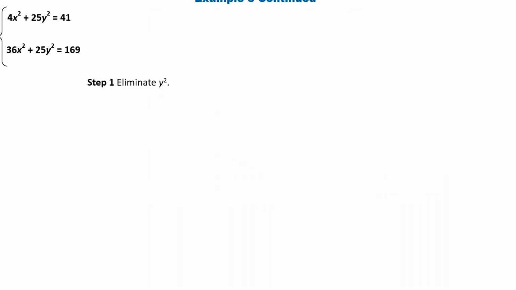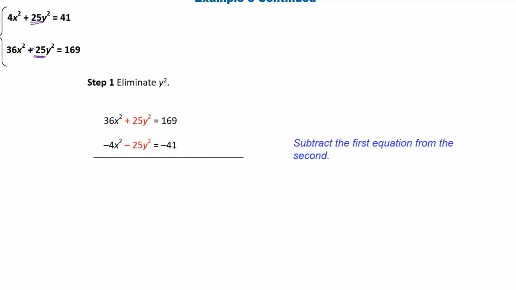All right. So now for solving this, let's just eliminate y squared because notice I have a 25y squared on both sides, so that's going to be pretty easy to eliminate. So the first thing I want to do is just go ahead and subtract the first equation from the second equation. All right, so when I do that, I'm just subtracting, so I'm going to say -36 and a -25. So 4 minus 36 is going to be, here we go, 32x squared equals 128.